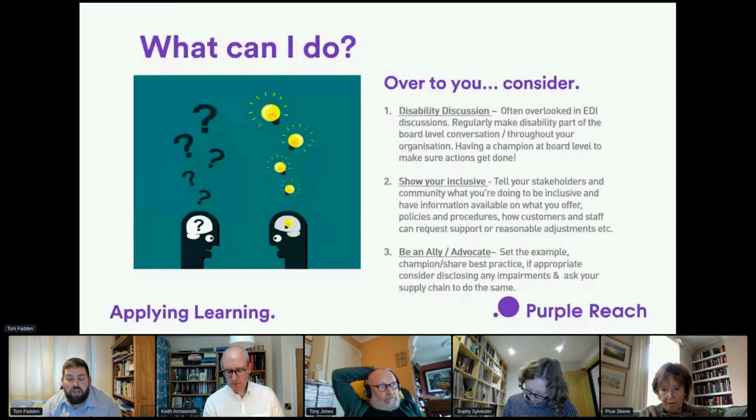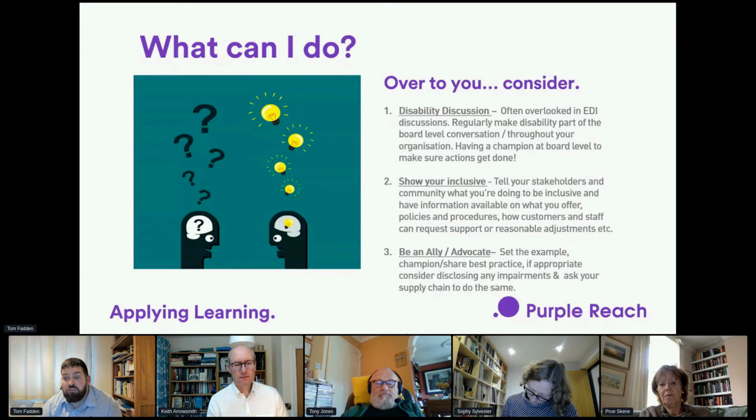Another example is, can you be an ally? So if you're a board member, you're in a leadership role, can you set the example? Can you champion equality, diversity, and inclusion? Can you share best practice? If appropriate, and you've got a long-term health condition or a disability yourself, can you disclose? Are you happy to disclose that? And ask your suppliers and supply chain to do the same. This is what we're doing to be more inclusive. Do you value the connection you have with us? What are you doing to do the same?